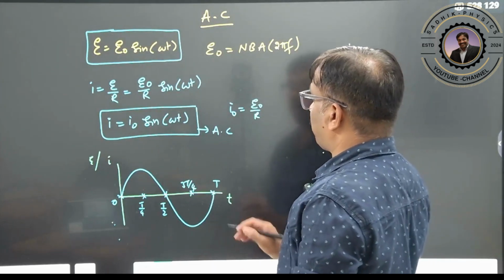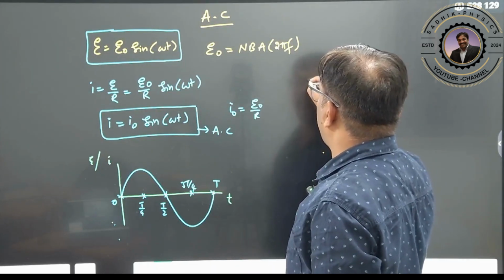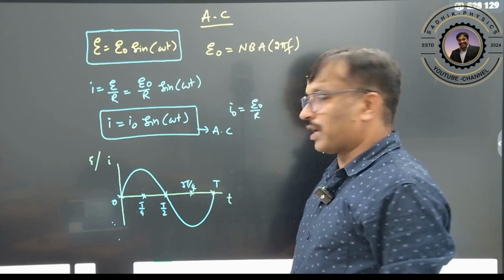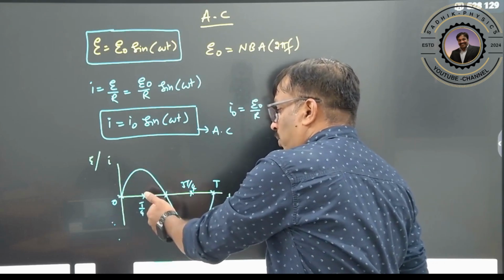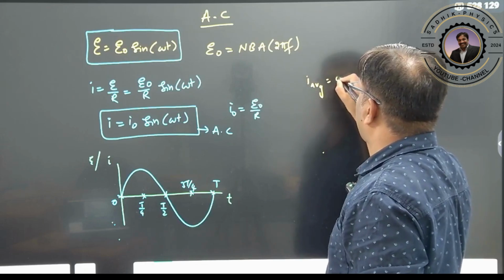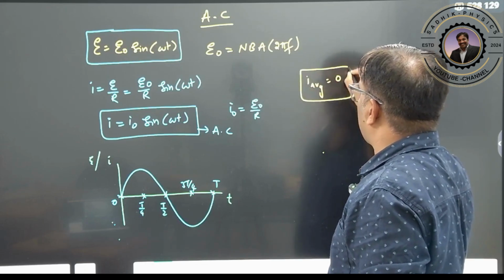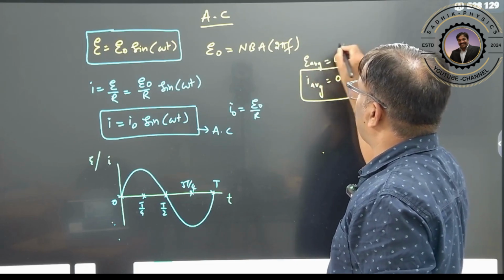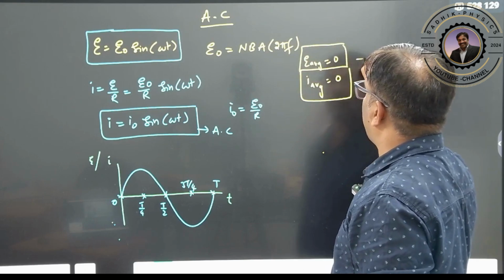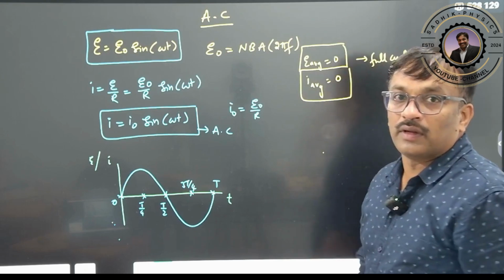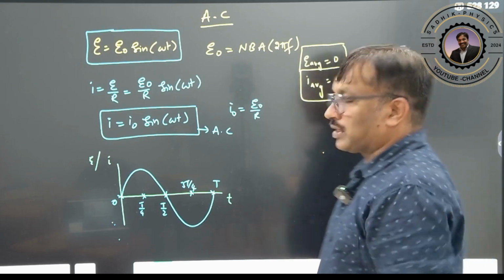So here are the basic things now. Can you tell me what is the average value of current for a complete cycle, a full cycle? Here, as much positive value as there is, that much negative value will be there. So for one full cycle, the average current will be 0. Average EMF is also equal to 0 for a full cycle. You understand? Then the average current is 0.